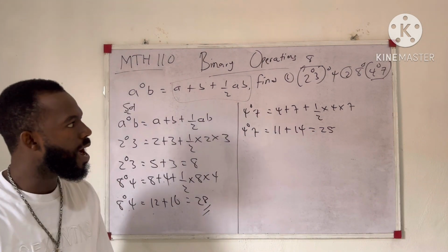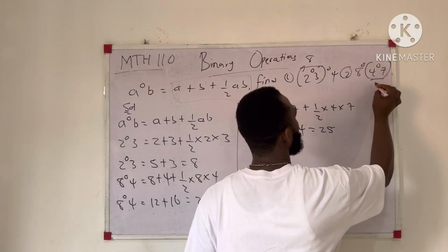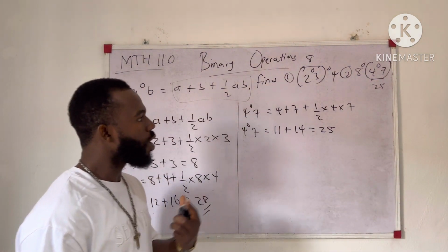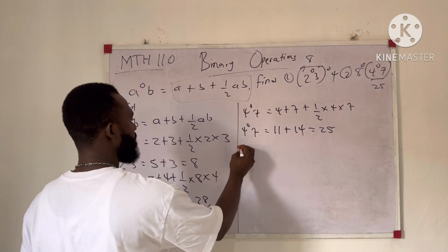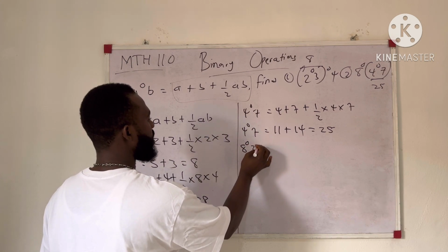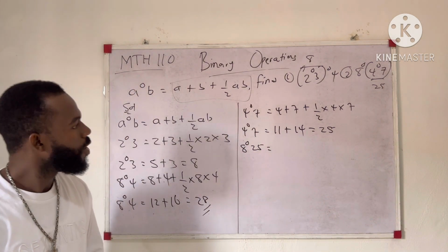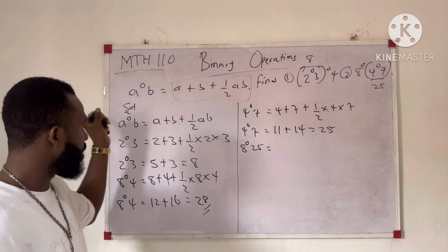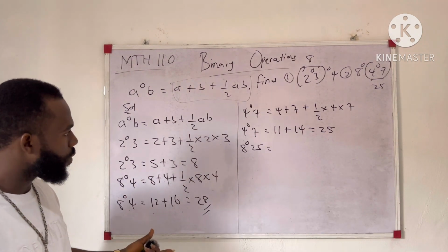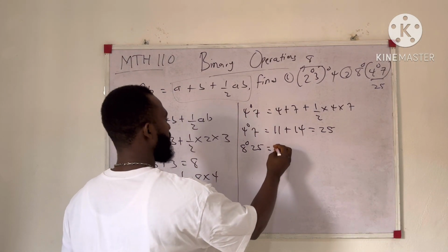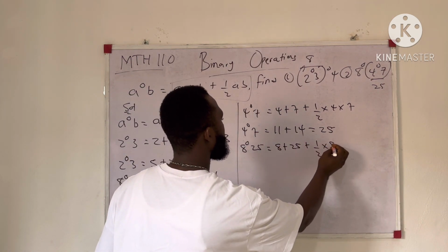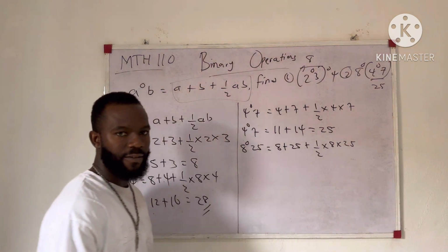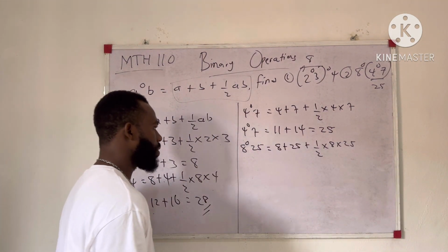Okay, so what we have now in our bracket is 25. So working with the operation we have outside now, which is 8, it means we will now have 8 operation 25. Okay, so now my new A is 8 and my B now is 25. So working with that, A operation B now becomes 8 plus 25 plus half times 8 times 25. Okay, so now let's proceed.